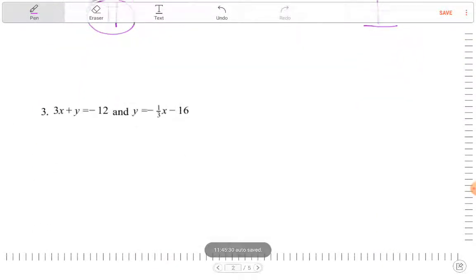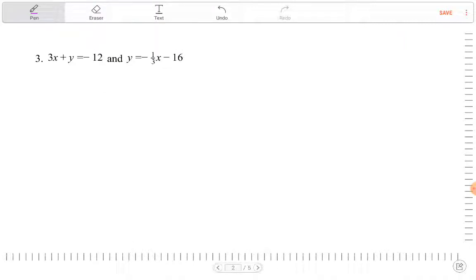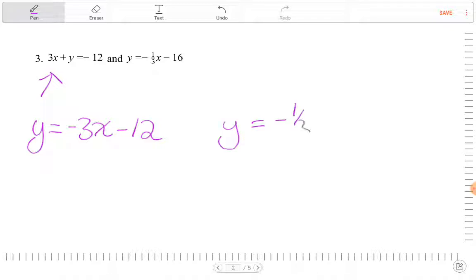Let's do some more. In this case, number 3, we don't know right away what my slope is. I have to first rearrange my equation to make it equal to y. So I would subtract my 3x from both sides, which would give me -3x minus 12. This is my first equation. And I'm going to rewrite the second equation over here.